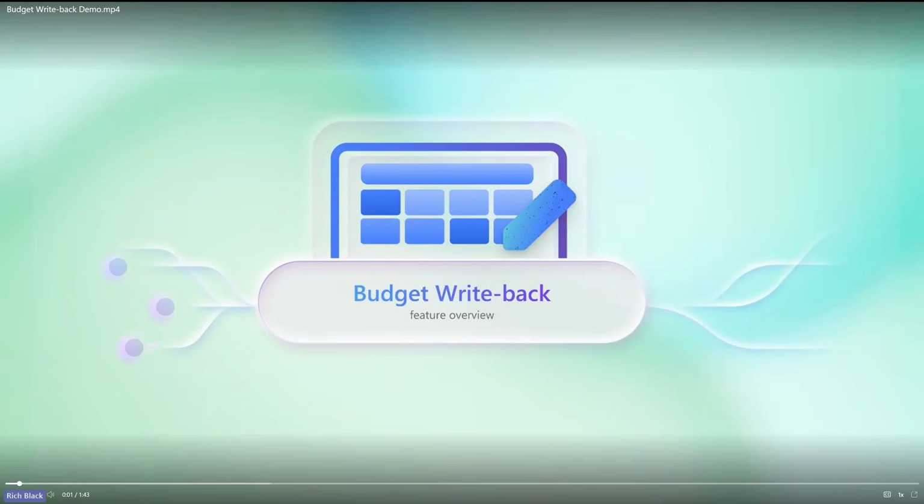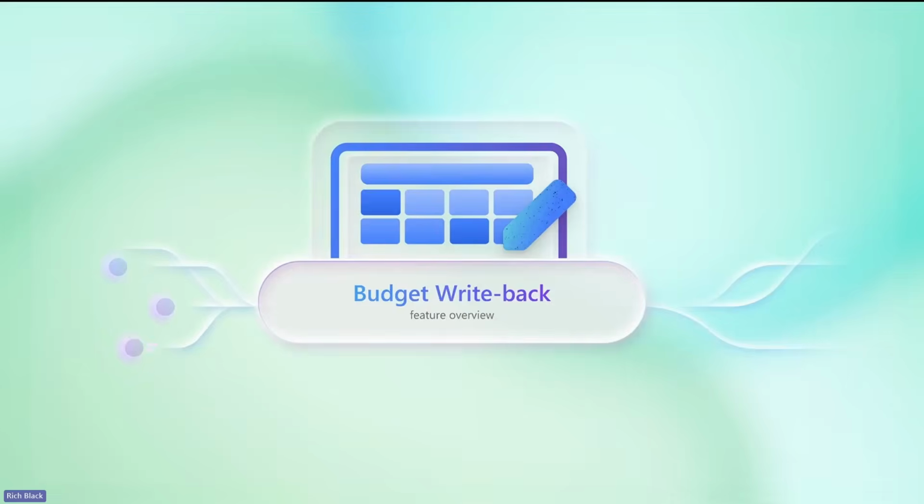Planning in Power BI is powerful, but how do you bring those budgets back into Dynamics 365 Finance? With our new Write Back to Budget Register Entry feature, Business Performance Planning now connects directly to Dynamics 365 Finance and Operations. Finalized budgets and forecasts can now be written back at the same level of detail defined in your budget model. Here's how it works.